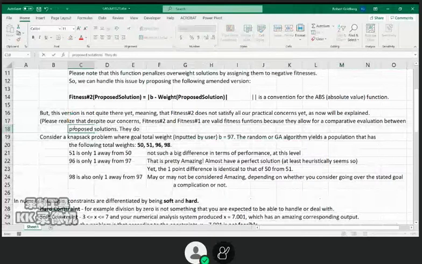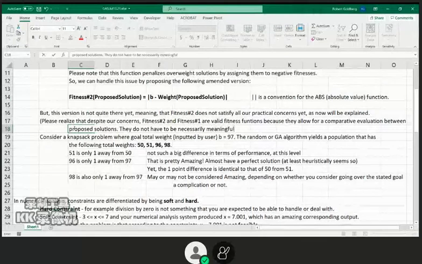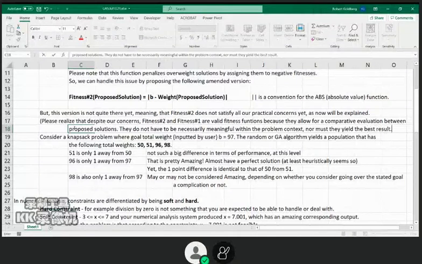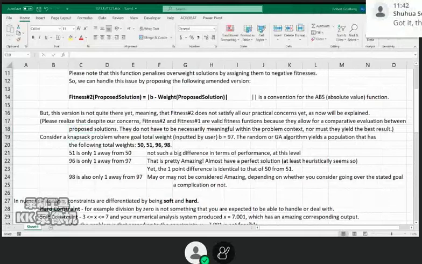They do not have to be necessarily meaningful within the problem context, nor must they yield the best result. While you want that, that's unfortunately not part of the requirement of being a fitness function. All right, Shuhua, does that help you? You asked. Okay, great.